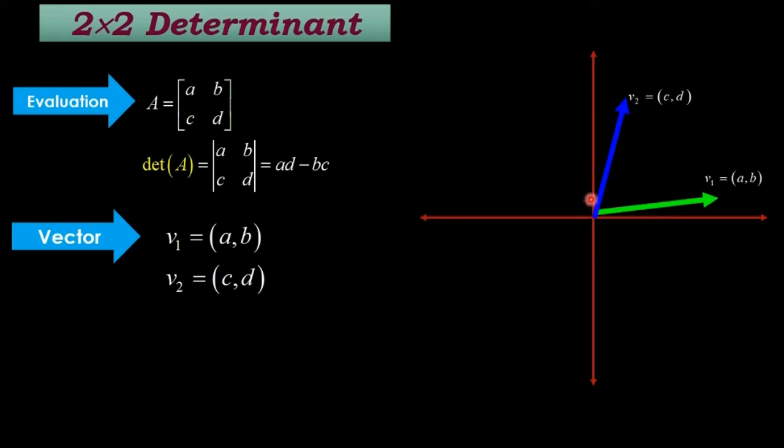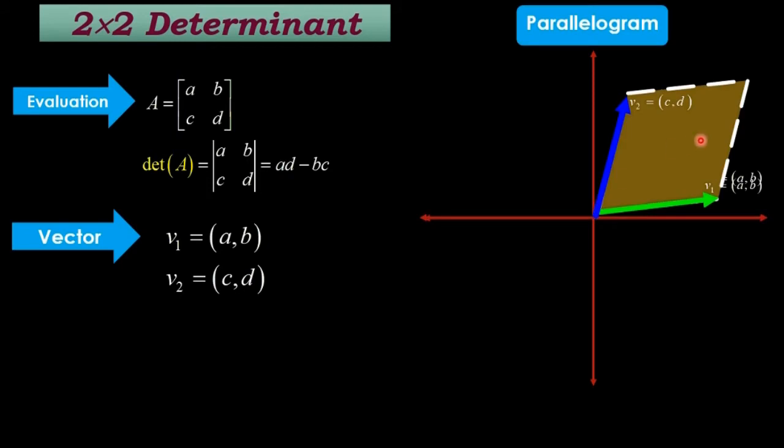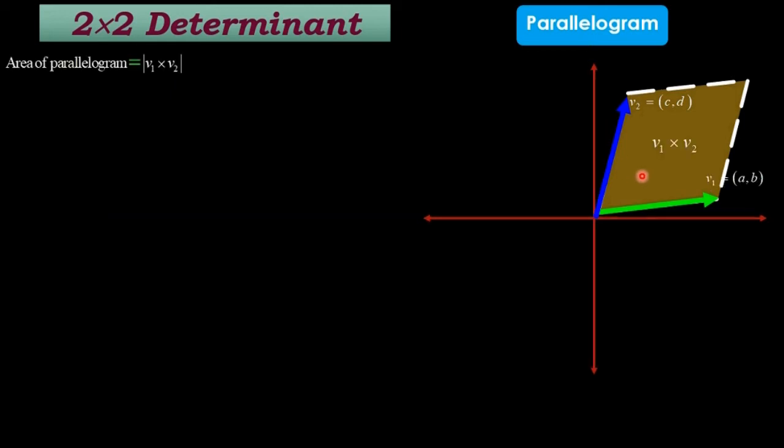Now consider the parallelogram made by V1 and V2. That means the parallelogram whose sides are parallel to V1 and V2. Now we'll try to calculate the area of the parallelogram made by V1 and V2. Its value is nothing but the modulus of V1 cross V2. So modulus of V1 cross V2 is norm of V1 into norm of V2 into sin theta, and n cap is a unit vector, so its value is 1.